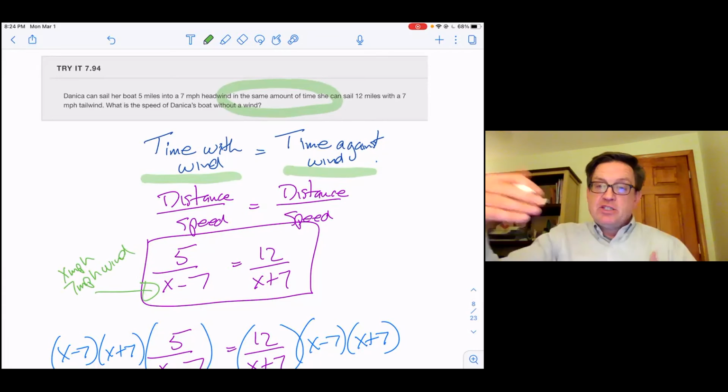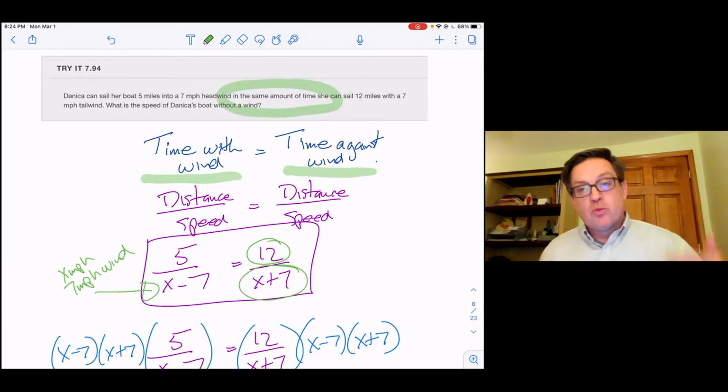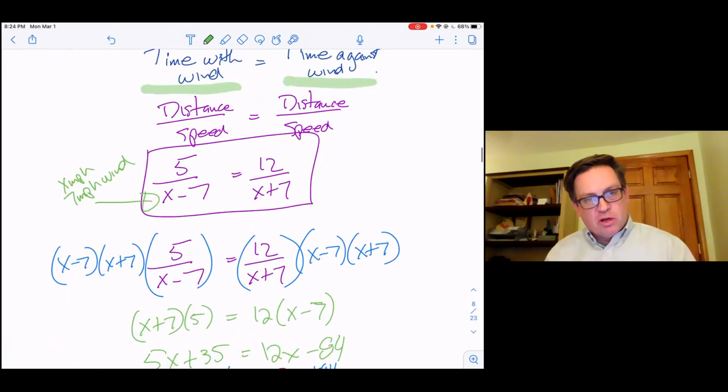Then she turns around and comes 12 miles with the wind. So we have the 12 miles and her speed. Now the wind is pushing her faster, 7 miles an hour faster. So her speed is now x plus 7. After all is said and done, we have that purple box, a nice rational equation. To solve that, using your intuition isn't going to be easy because that's a more complicated expression.